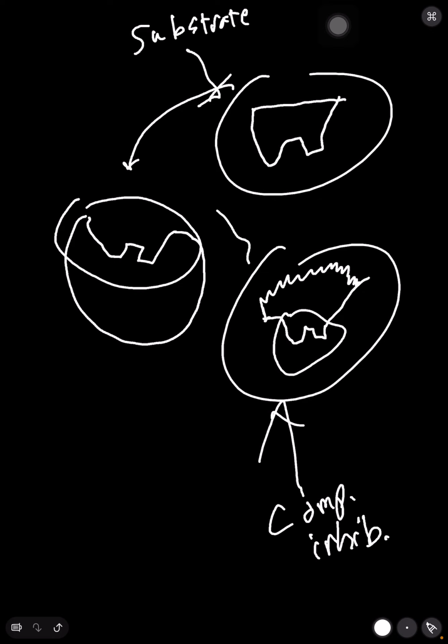So these two guys are both fighting for this spot. And obviously, if the competitive inhibitor gets to that spot before the substrate, that spot is blocked and the substrate can't get in there anymore. All right? So that is a competitive inhibitor.